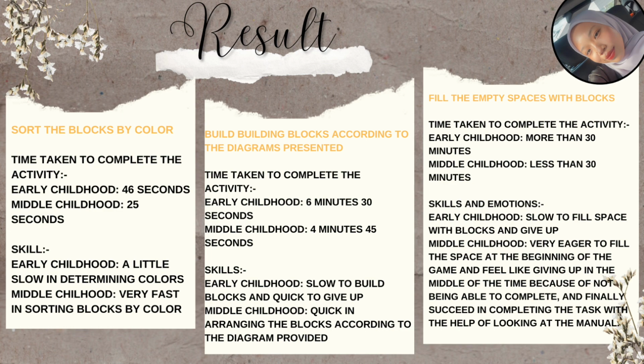And the last activity is filling the empty space with block. It is necessary to arrange the blocks according to the color. We discovered that children in the early stage took more than 30 minutes to complete the latter task, whereas children in the middle stage took less than 30 minutes. This shows that for the third activity, early childhood is slow to fill the space with block and gives up temporarily, while middle childhood is very eager to fill the space at the beginning of the game and feels like giving up in the middle of the time because of not being able to finish, and finally succeeds in completing the task with the help of looking at the manual.